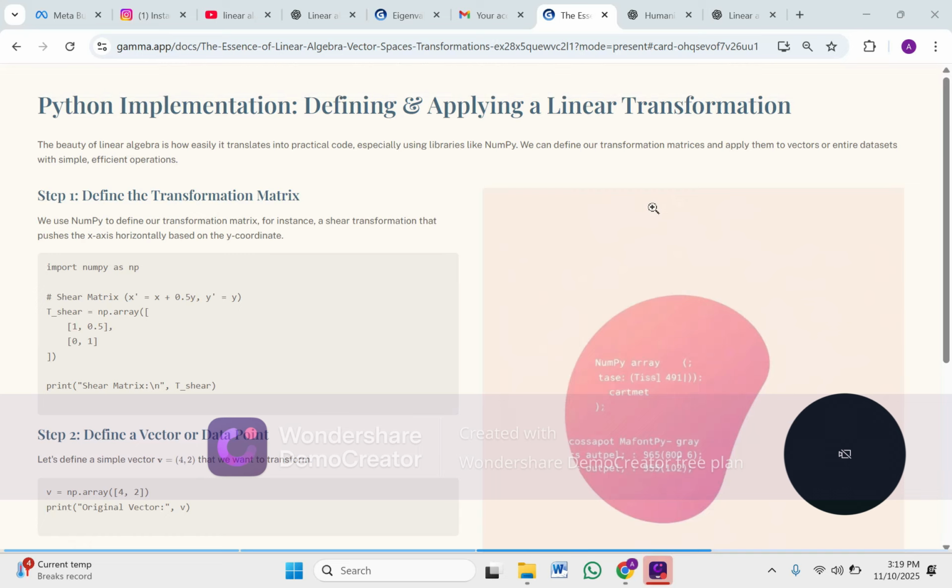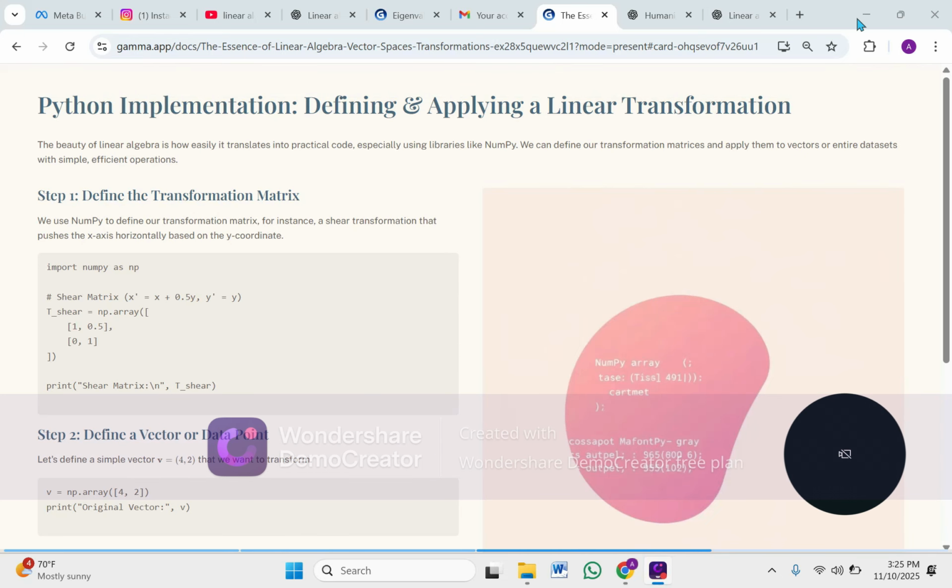Moving to the next, we have the Python implementation on defining and applying a linear transformation. How can we define and apply a linear transformation? We can do the implementation through Python. The beauty of linear algebra is how easily it translates into practical code, especially using libraries like NumPy. We can define our transformation matrix and apply it to vectors or entire datasets with simple, efficient operations. So we have a number of steps for this.